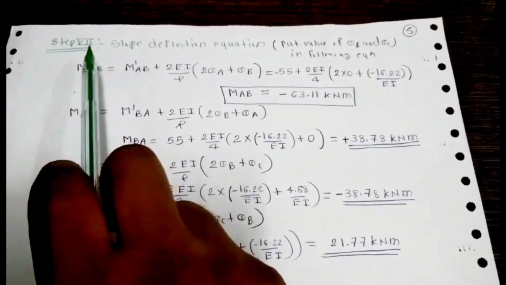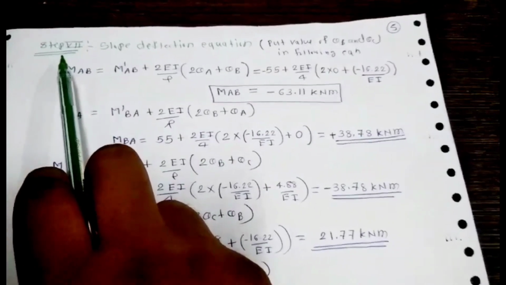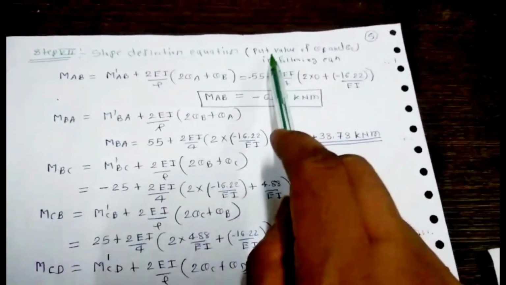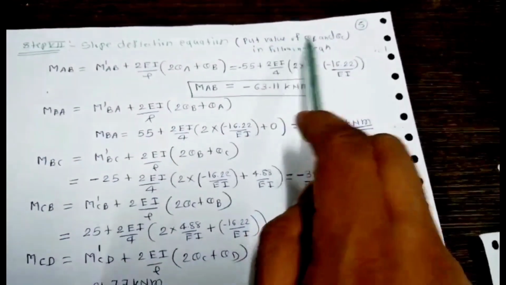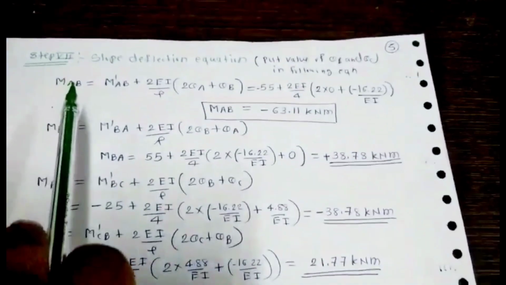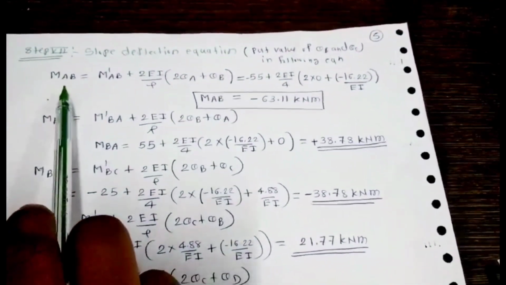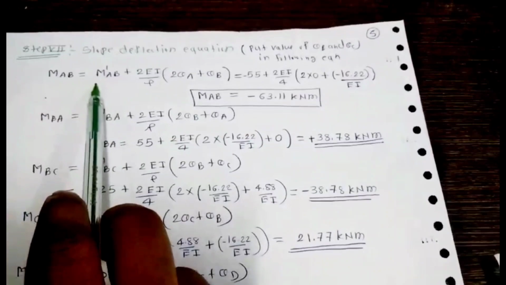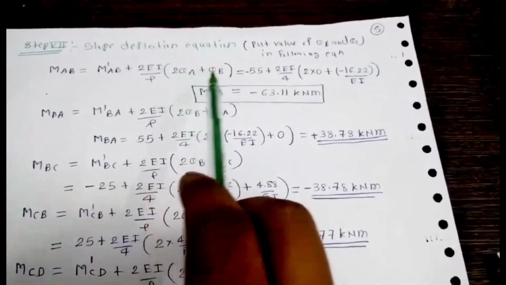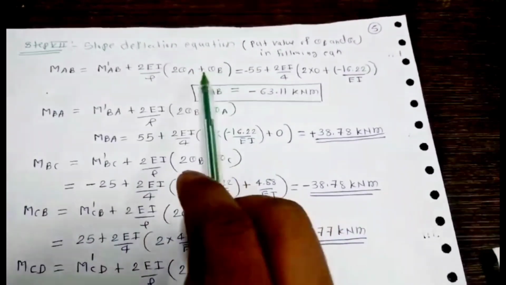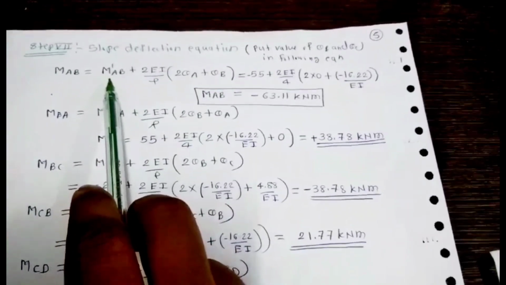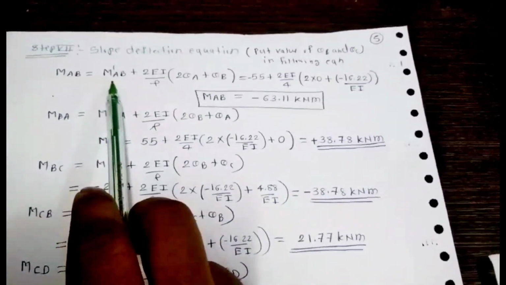After finding the values of theta B and theta C, the next step is step number 7, that is the slope deflection equation. Write the slope deflection equation. We have to put the values of theta B and theta C in this equation to get the final end moment. Now you can see here the slope deflection equation for AB is M dash AB plus 2EI upon L in bracket 2 theta A plus theta B. So we have to put the values of theta A, theta B and M dash AB. M dash AB, the fixed end moment, we have already calculated.